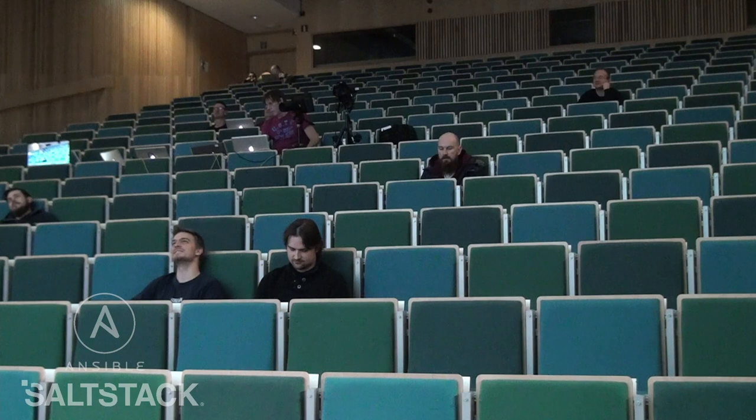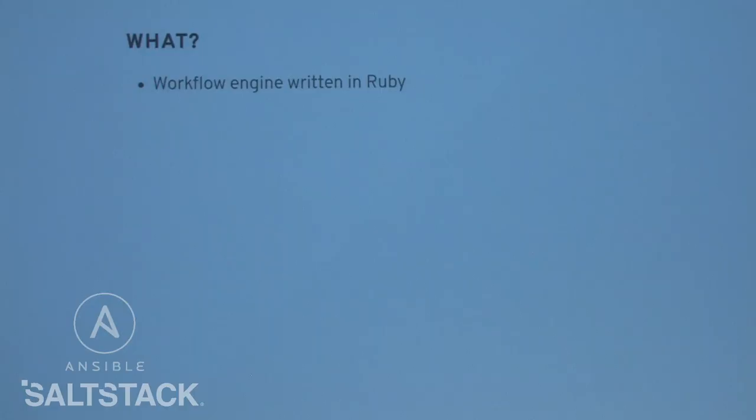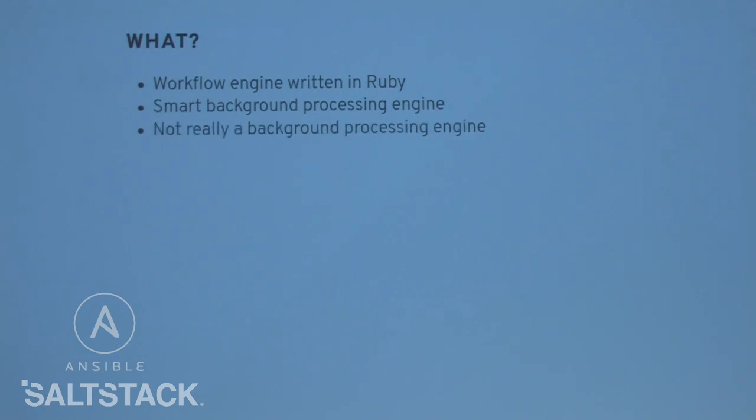So the official site says that Dynflow is a workflow engine written in Ruby. Usually when I tell people this, they don't really know what to expect. So I tend to say that it's a smart background processing engine. But not really a background processing engine. The smart part is that it allows you to manage dependencies between the things that have to be run, and you can order them, and you have better control over what gets run when. That's why I say it's smart.